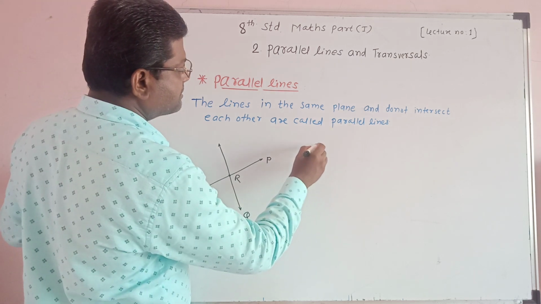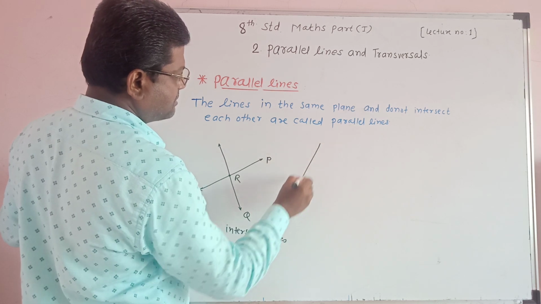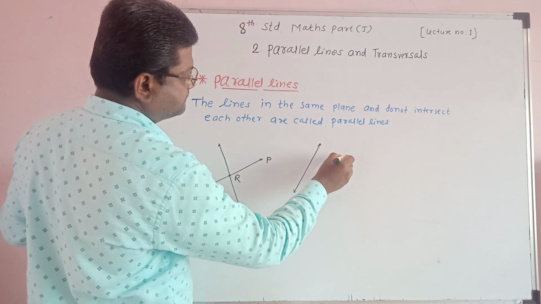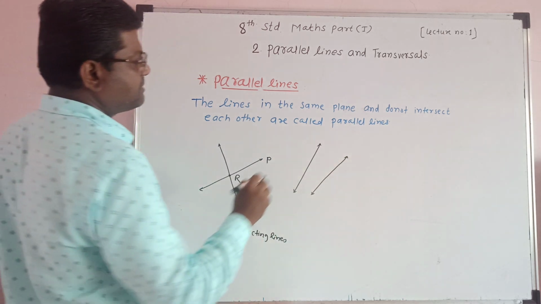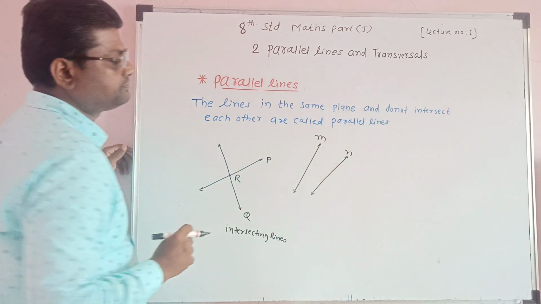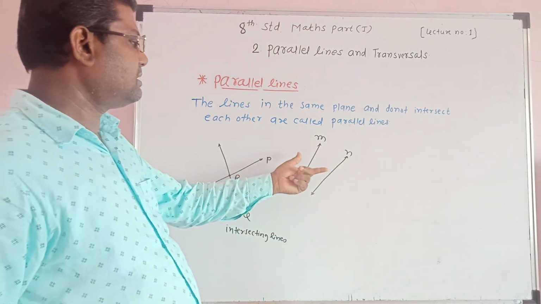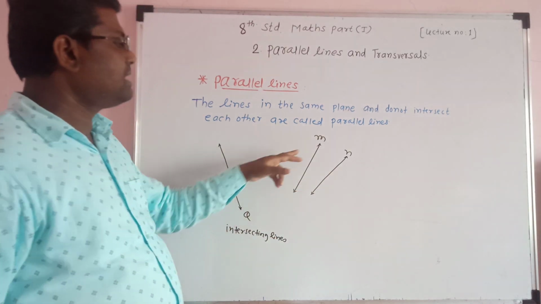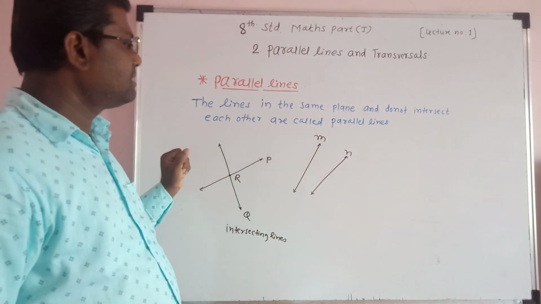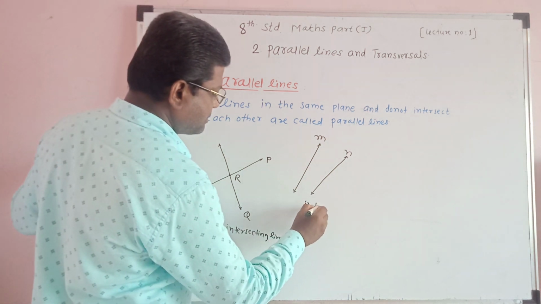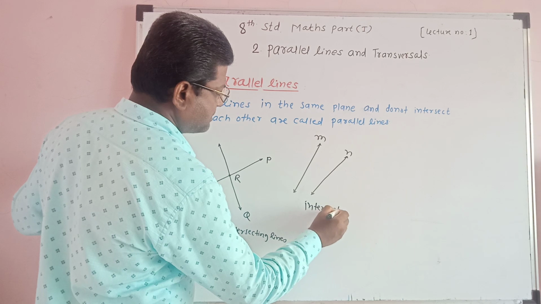Now consider another two lines. These two lines are M and N. Now let us see, if we extend these two lines, then these lines will intersect. Therefore, these lines are also called intersecting lines.